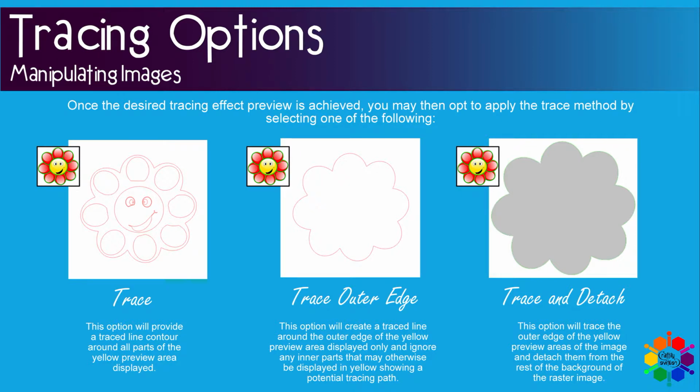the following. Trace. This option will provide a traced line contour around all the parts of the yellow preview area displayed. Trace outer edge. This option will create a traced line around the outer edge of the yellow preview area displayed only, and ignore any inner parts that may otherwise be displayed in the yellow, showing a potential tracing path. Trace and detach. This option will trace the outer edge of the yellow preview areas of the image and detach them from the rest of the background of the raster image.